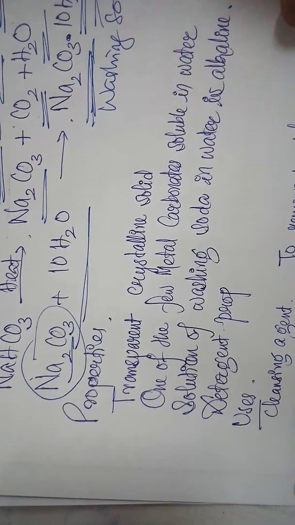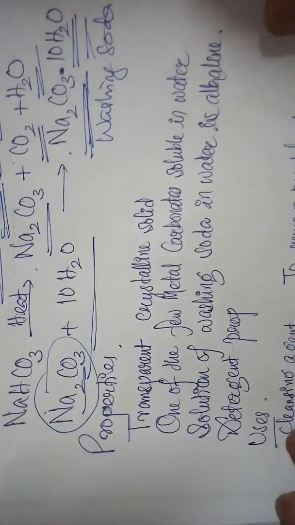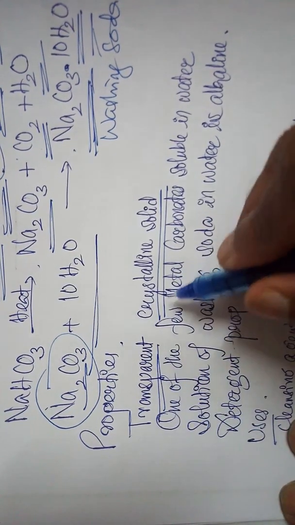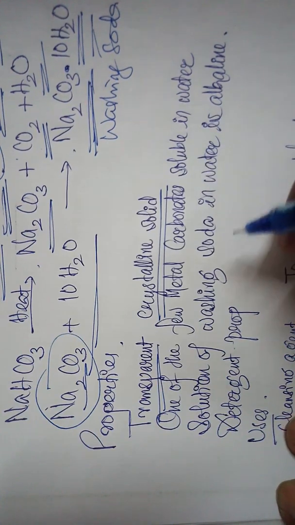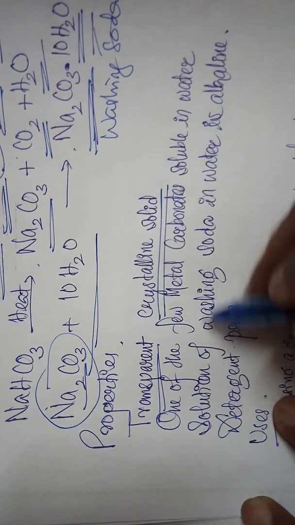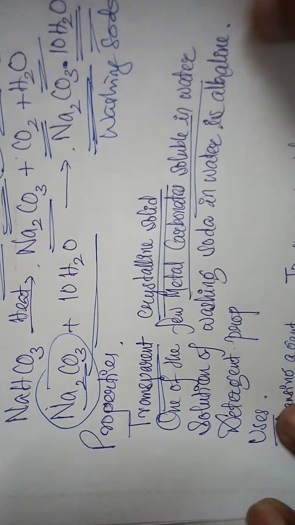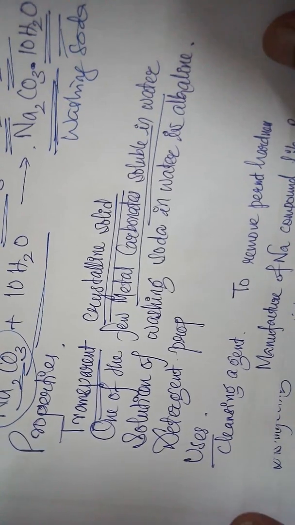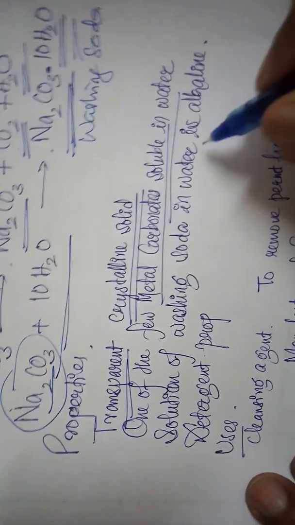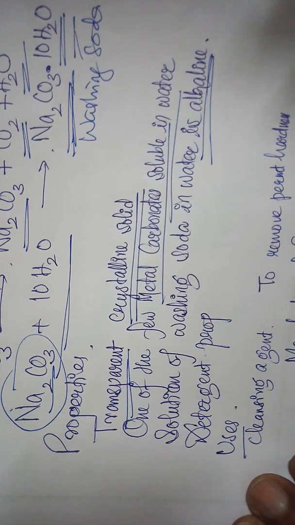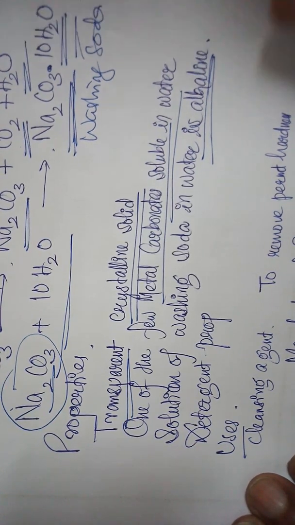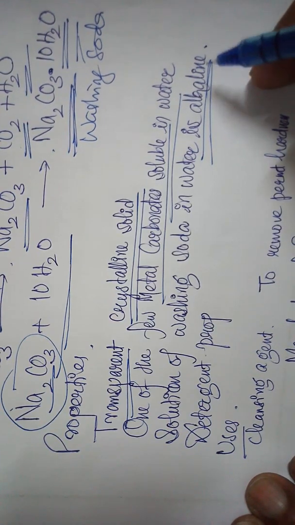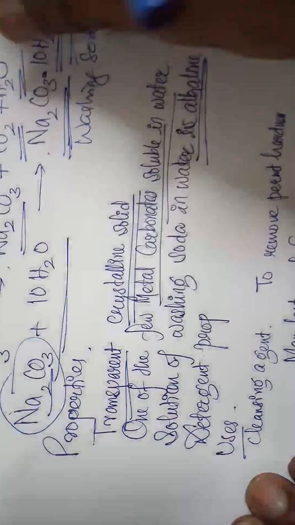What are the properties of washing soda? Washing soda is a transparent and crystalline solid. It is one of the few metal carbonates which are soluble in water. The solution of washing soda in water is alkaline. So the solution of washing soda in water is alkaline, and it will turn red litmus into blue.